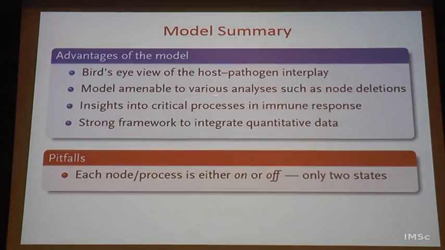So, this in a way gives you a bird's eye view of the host pathogen interplay, and this is amenable to various analyses such as node deletions, giving insights into critical processes in the immune response. The same thing goes for vaccination also. If you vaccinate with a particular type of vaccine, what is that vaccine doing basically? Is it stopping this process? Is it an antibody and therefore interacting with something, and so on? Then it is equivalent to a knockout.